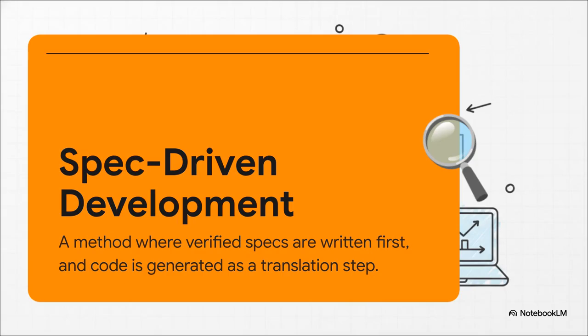So what exactly is spec-driven development? It's basically defined by writing your verified specifications first. That makes the actual code generation the final, almost trivial translation step. The core, absolute game-changing insight of BMad is that the bottleneck isn't generating the code anymore. It's the quality of the spec. A perfect spec produces perfect code on the first try, period.